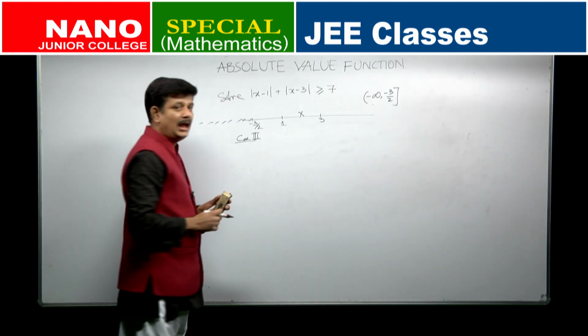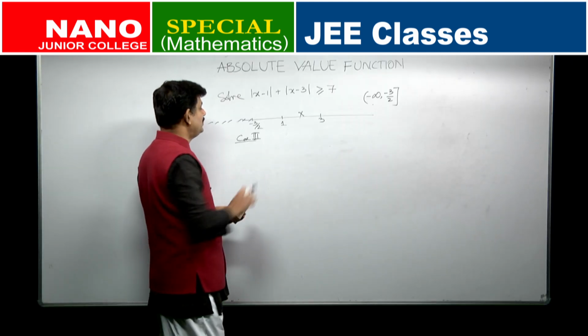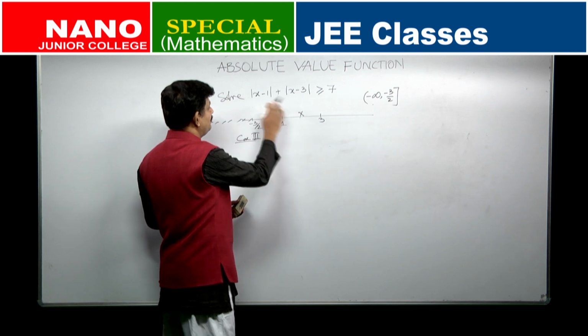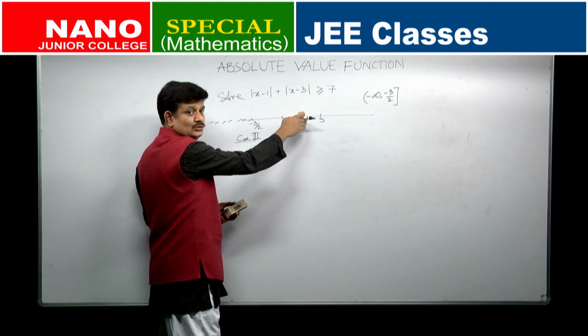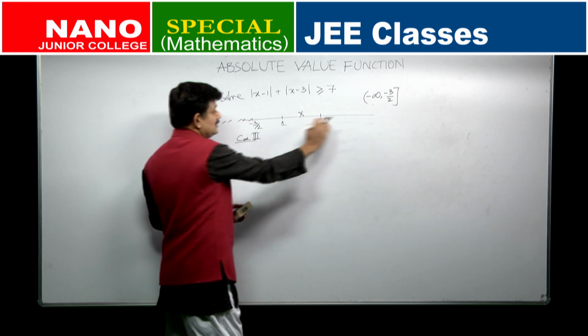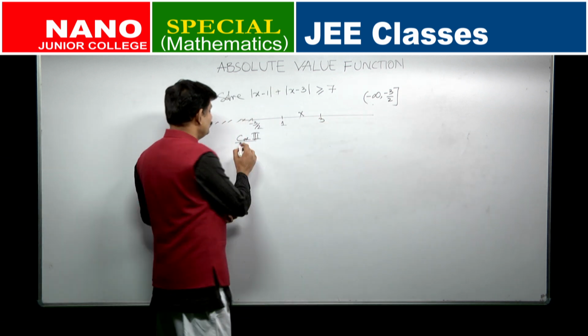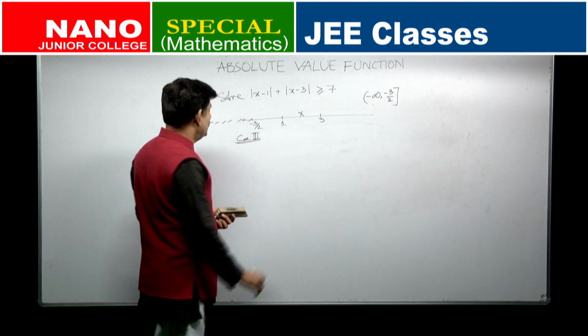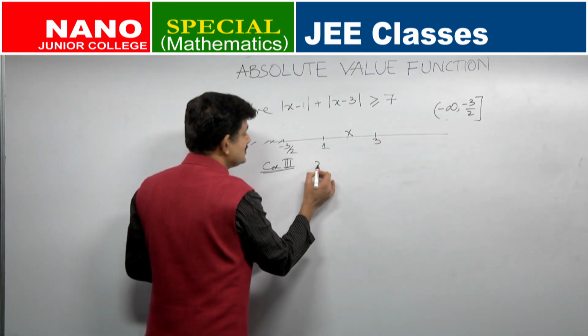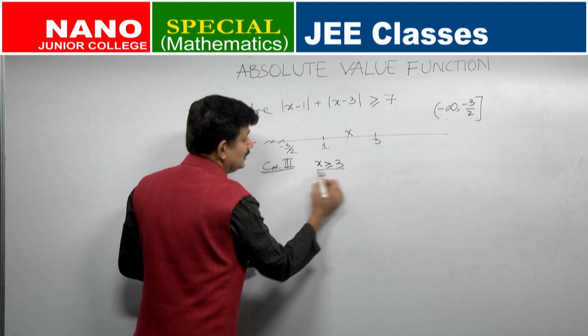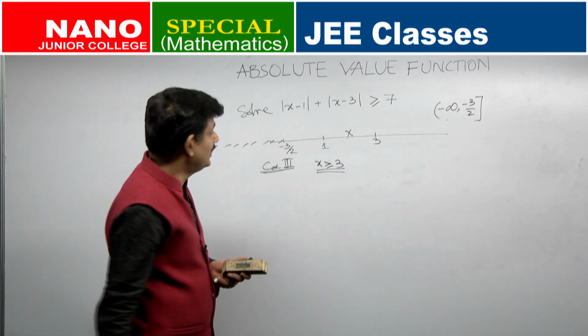Case 3, I am doing this analytically. If you are doing it geometrically, you can see a symmetry about the midpoint of 1 and 3, that is 2. Using that symmetry, because there is some answer here, there will be symmetrically the same answer there, you can conclude geometrically. That I am leaving it to you. Analytically, what is case 3? X greater than or equal to 3. Equality will come with the greater than symbol.